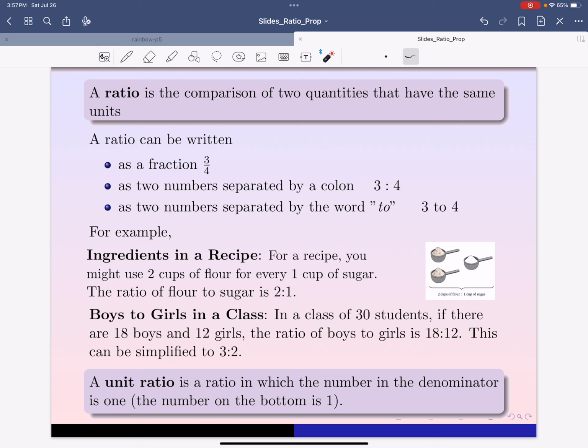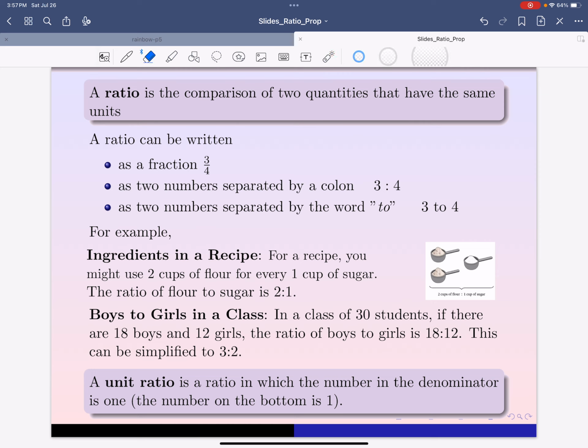A ratio is the comparison of two quantities that have the same units. A ratio can be written as a fraction, like 3/4, or as two numbers separated by a colon, 3:4, or we can say it separated with the word to, 3 to 4. That's a ratio. For example, a recipe might call for 2 cups of flour for every cup of sugar. So the ratio of flour to sugar is 2:1. 2 cups of flour to 1 cup of sugar.